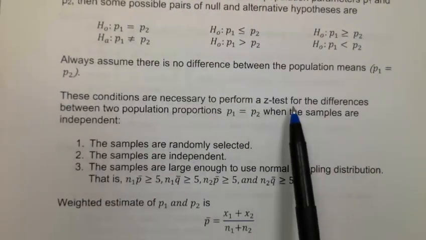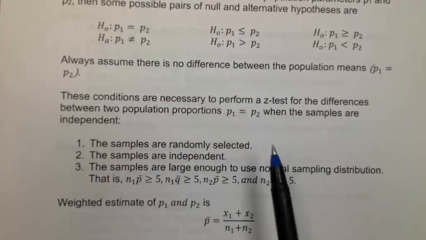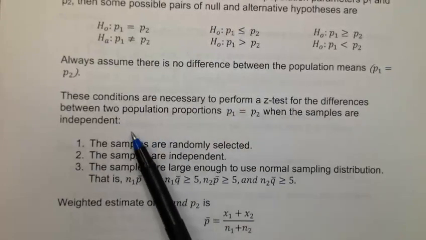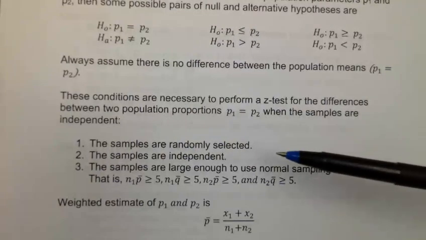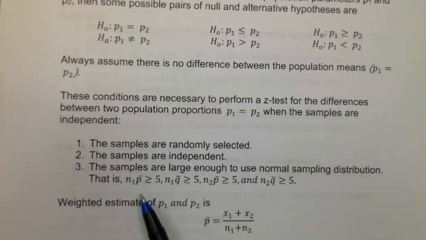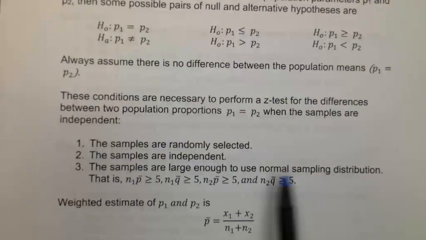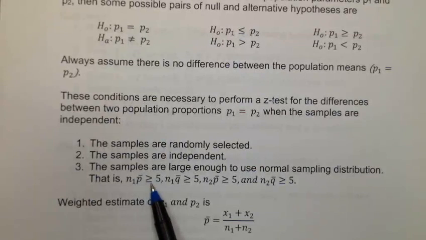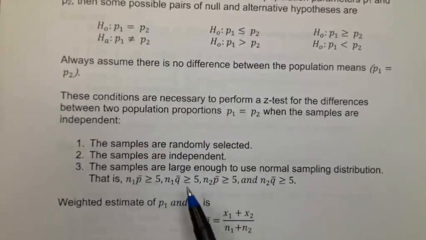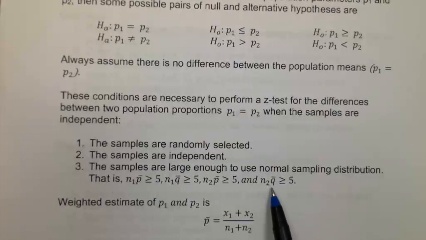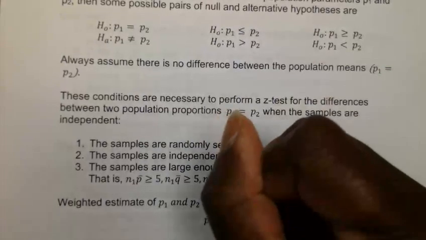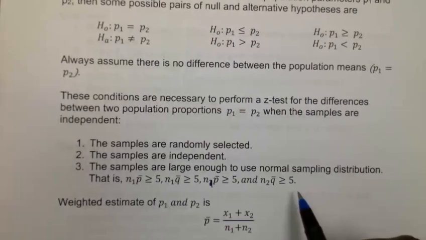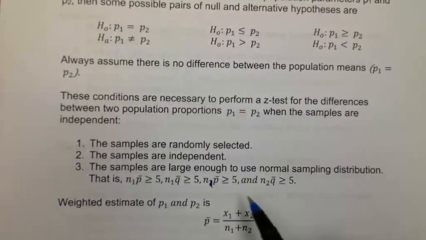These conditions are necessary to perform a z-test for the difference between two population proportions, p1 equals p2, when the samples are independent. The samples are randomly selected, the samples are independent, and the samples are large enough to use a normal distribution. That is, n1 times p bar and n1 times q bar, and n2 times p bar and n2 times q bar, should each be greater than or equal to 5. So instead of p hat and q hat, we have p bar and q bar.